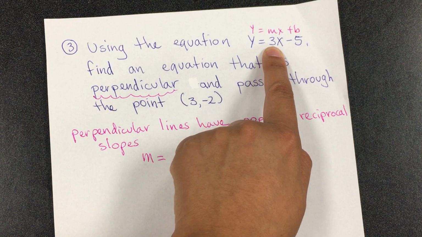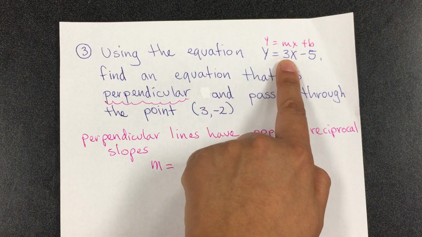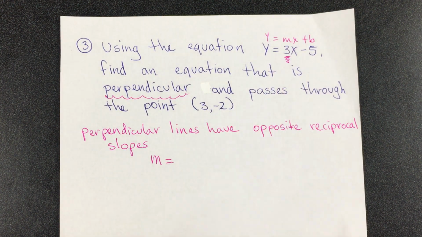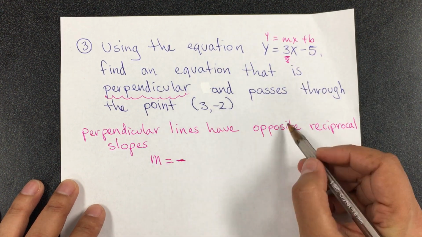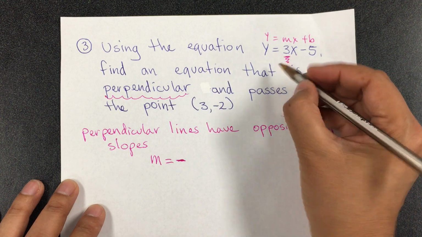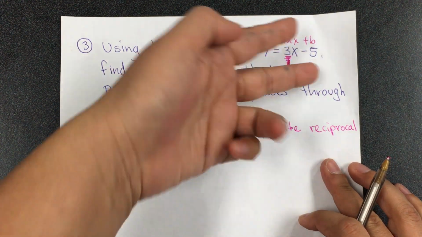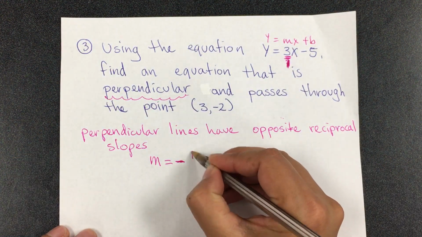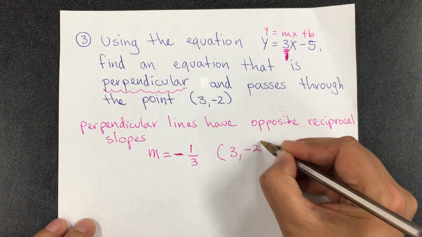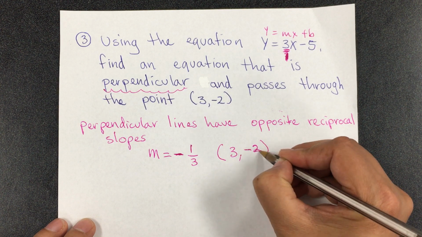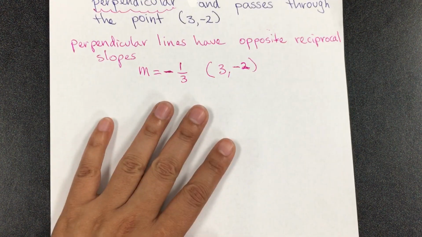But we don't want that slope, because otherwise that's going to give me a parallel line. What I need is a line perpendicular to that line. So if this is positive, I make it negative. That's the opposite. For the reciprocal, since it doesn't have a fraction, you put it over 1 and you swap them. So instead of 3/1, it's going to be 1/3. And the point, again, is (3, -2). We don't change anything about that one, just the slope. Now we have that information in there.